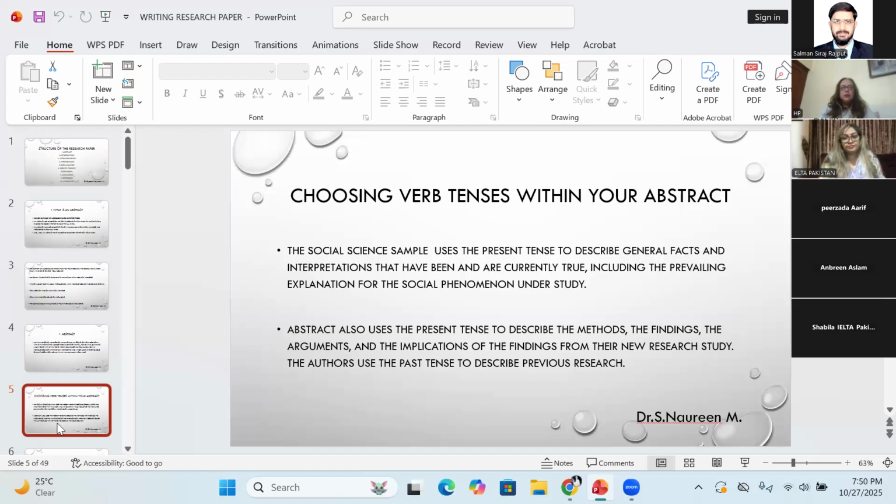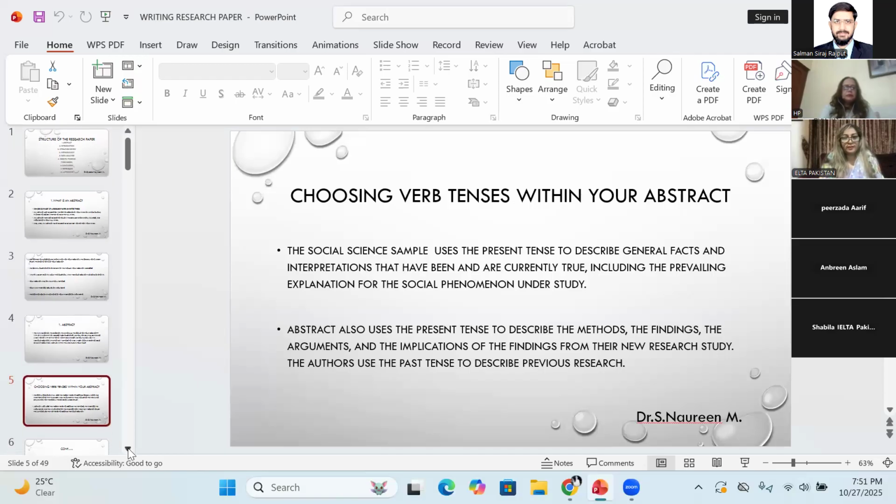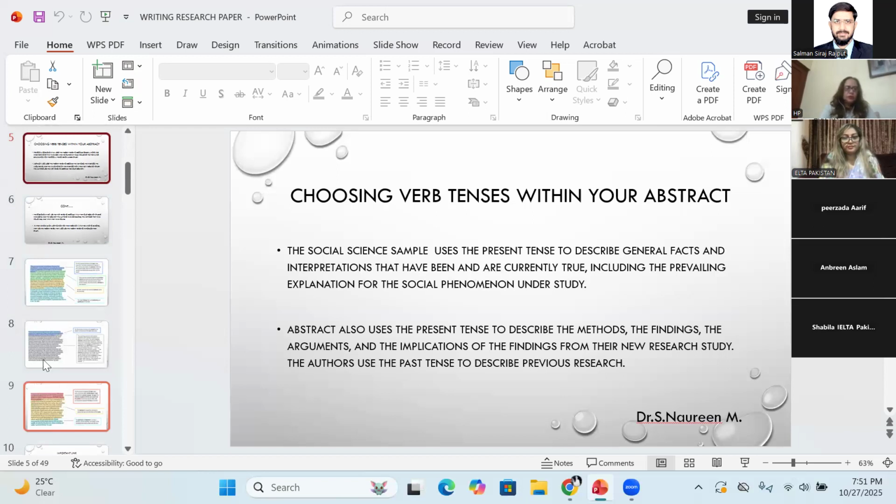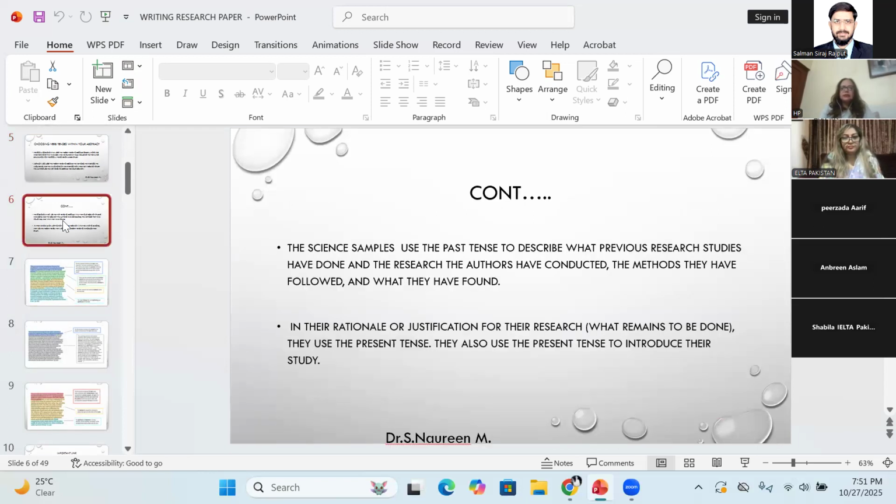In social science, samples use the present tense to describe general facts and interpretations that have been and are currently true, including the revelation, explanation, or the social phenomena under study. So you can always read, but be very careful about which tense to use. So it's the past tense. We are still on the abstract.